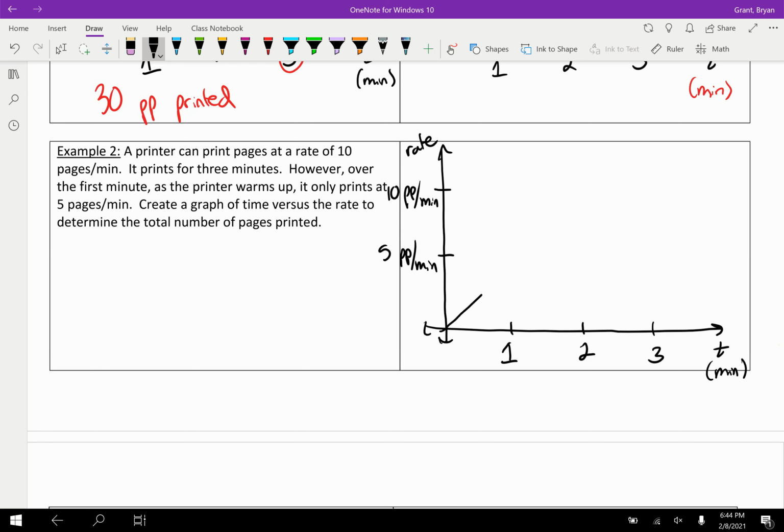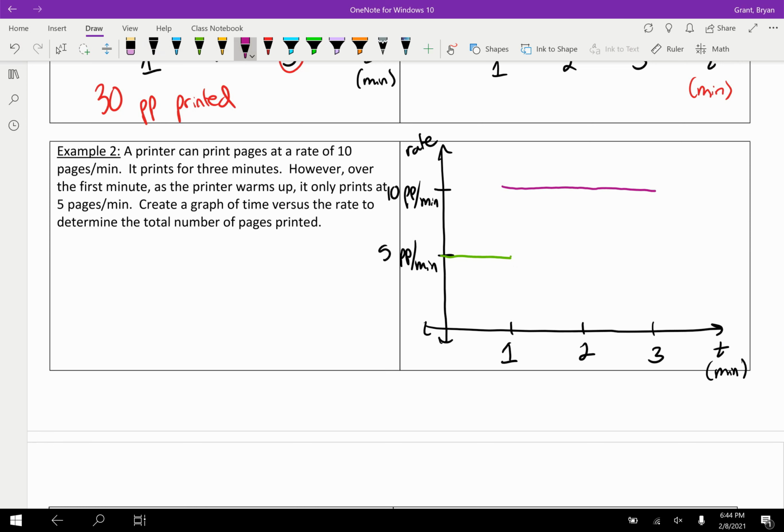Sometimes I see students do this, but that wouldn't be right. That would mean at like, I don't know, half a minute it's printing at 2.5 pages per minute, and at, oh, I don't know, at a quarter of a minute it's only printing at like 1 page per minute, so on and so forth. It says it prints at 5 pages per minute. So doesn't that mean until it hits 1, it prints at 5 pages per minute, and then once it hits 1 minute, it's going to jump up, and now it prints at 10 pages per minute. There we go, graphing these rates right here.